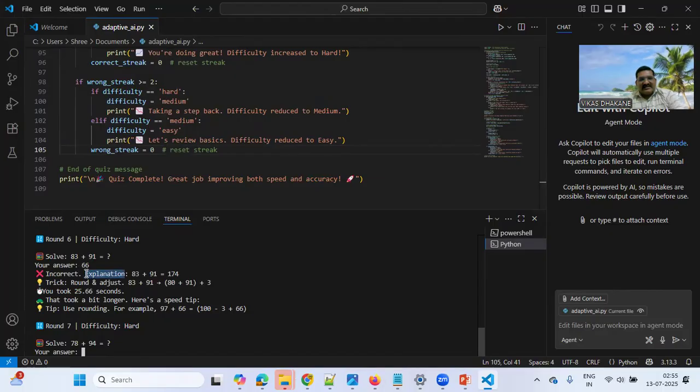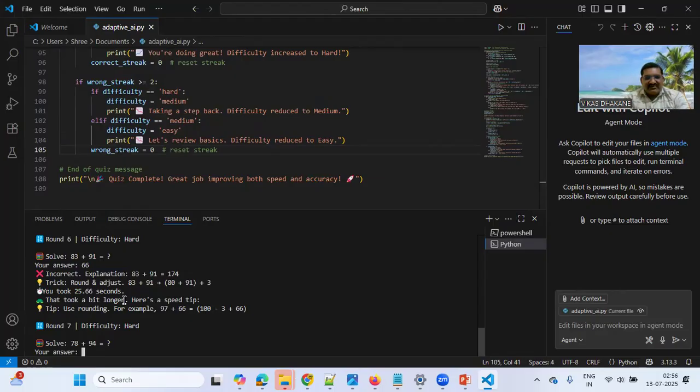And as I said, it is also giving the explanation that this is the right answer. And a trick is also given. Round and adjust means how you should do the addition. That trick is given here. Also, another explanation is given: you took a bit longer time to answer, and all these things. Means when you give the wrong answer, this adaptive learning AI system, like this sample program we have built here to demonstrate how adaptive learning works in AI, gives everything: explanation, tricks, right answer, whatever is helpful for the learner to understand.